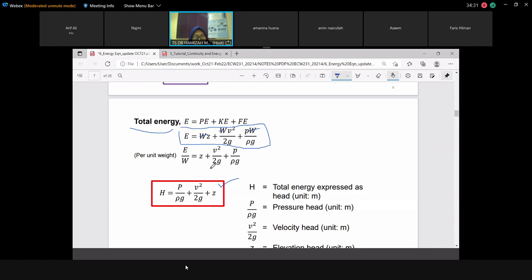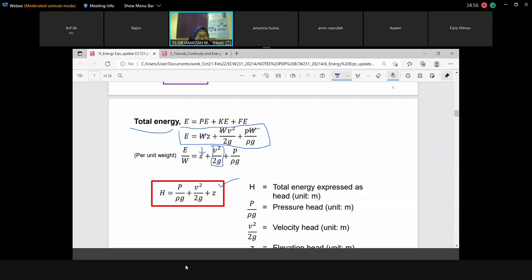So finally, potential energy is represented by Z only. That's the elevation. For kinetic energy, we use V squared over 2g. For pressure energy, it is pressure divided by density times gravity.